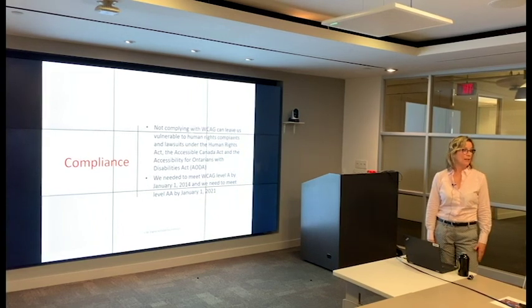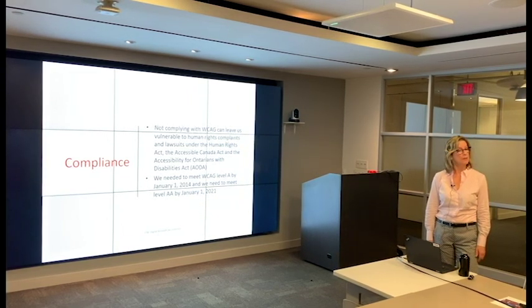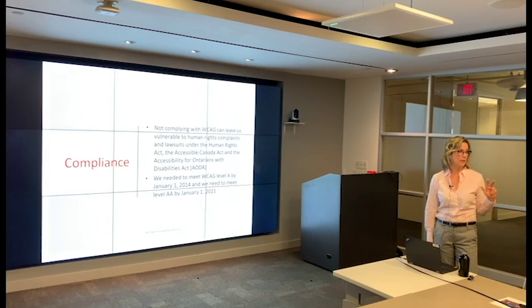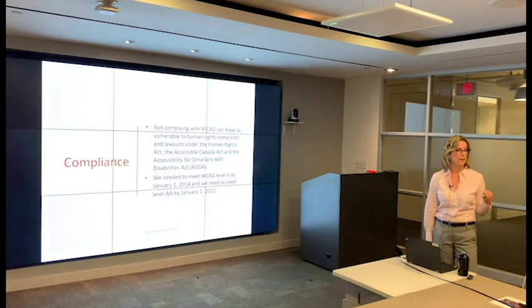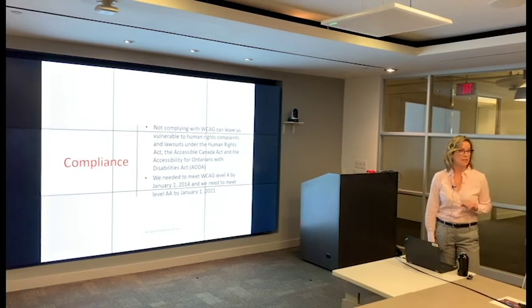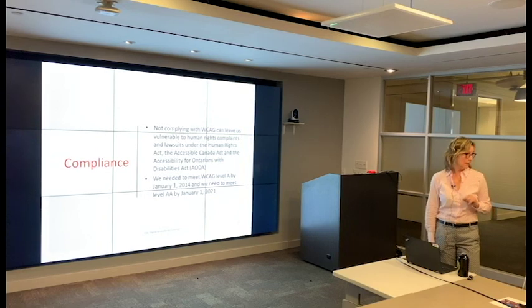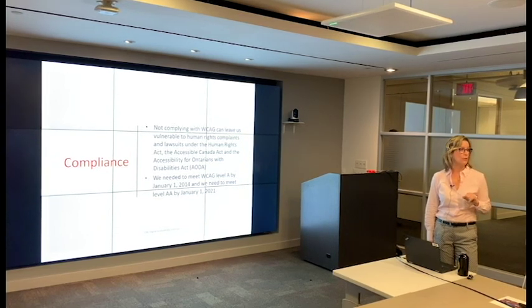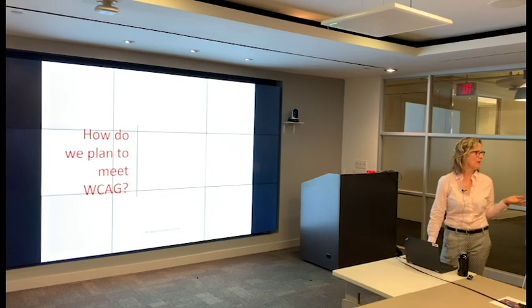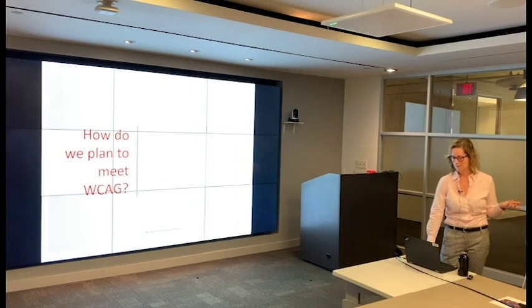So it means that we needed to have been compliant up to level A of WCAG. So WCAG has 3 levels of compliance, level A, AA, and AAA. So we needed to be compliant by January 1st, 2014. And we need to meet level AA by January 1st, 2021. So does that mean we sit around and don't make things level AA compliant now? Of course not.